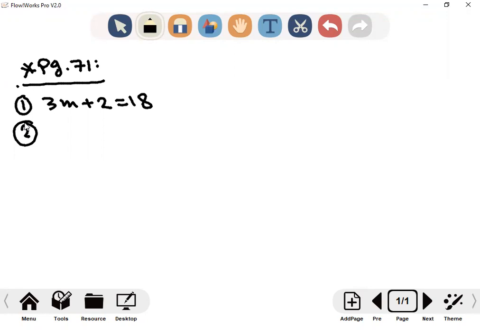We have the product of 5 and the sum of a number x and 3 is 12. So 5 multiplied by the sum of a number plus 3 is equal to what? To 12.